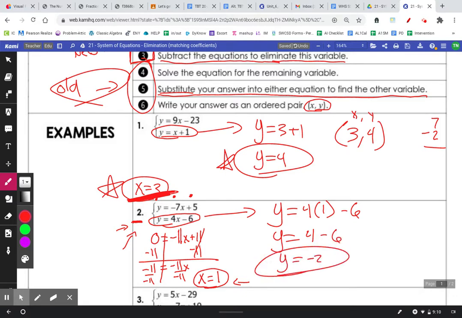Don't stop here. You've done so much work. Look at step 6: write your answer as an ordered pair. If I want a solution, then you need to give me a solution. And that solution reads x first, so 1 comma negative 2 would be my final solution there. What does that mean? There's one solution. On my graph, if I were to graph these two, they would cross at the point 1 comma negative 2.